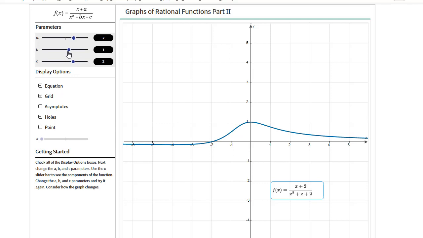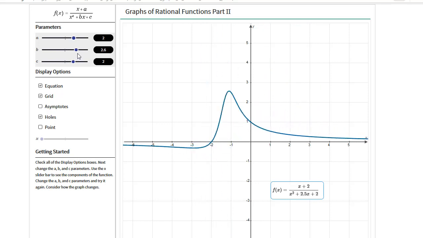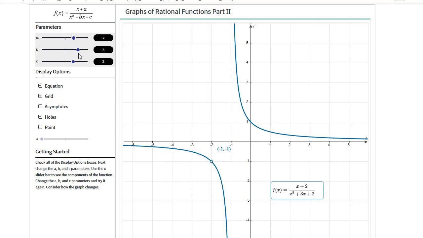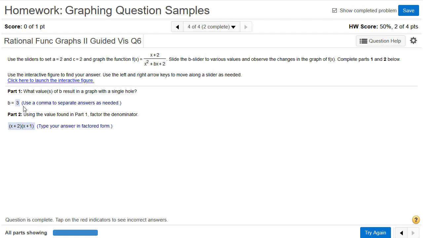So here I have a and c set to 2. And now take a look at what happens to the curve as I adjust the b values. Very cool to see how it changes. And as I slide it around, I'm looking for a single dot, and I just saw one zip by there. So when b is equal to 3, then there is a hole. And why is that? We can discuss now, because the polynomial factors, and we have a removable discontinuity. So b equal to 3 is correct there.